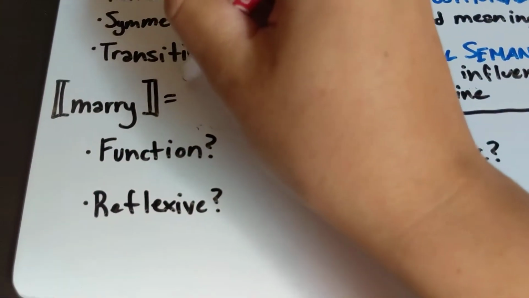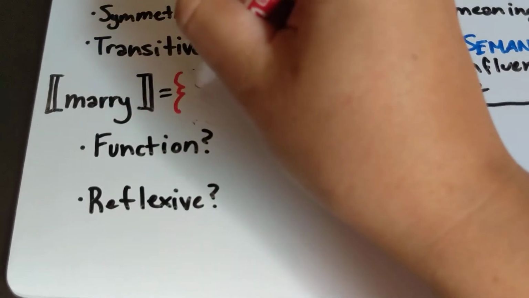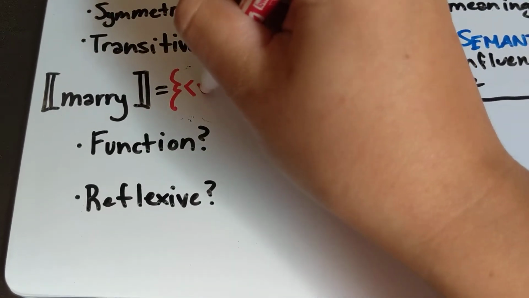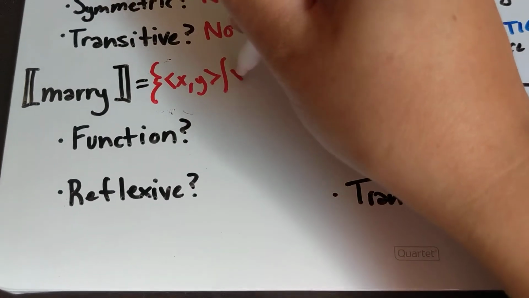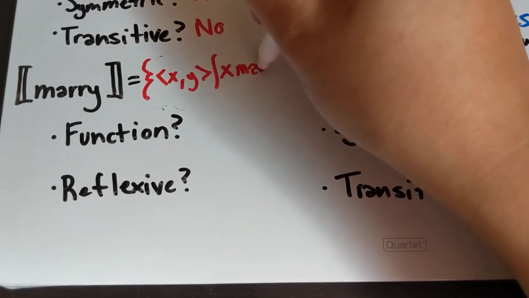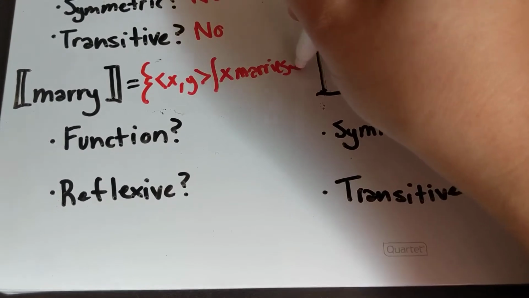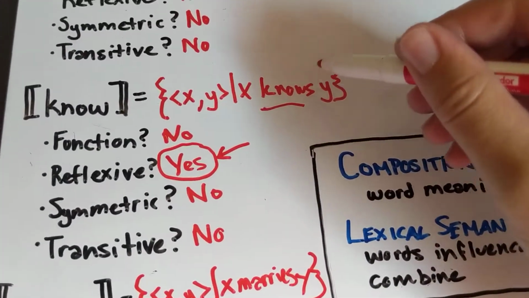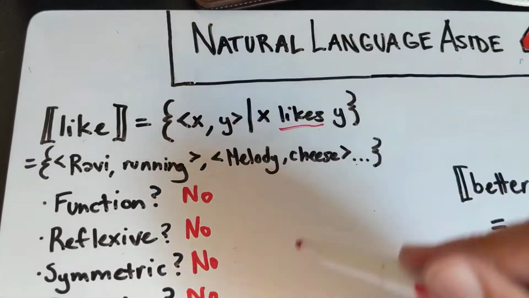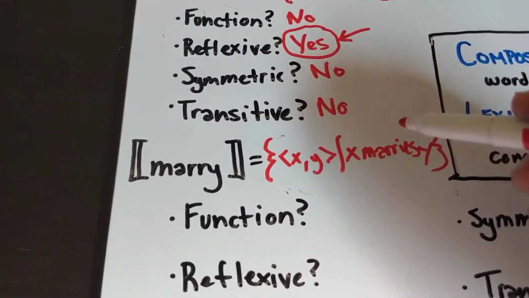So what does it mean to marry? What does this verb mean, right? We're talking about a set of pairs of things, X and Y, such that X marries Y. And this is again the same kind of structure as we've seen for other two-place predicates, right?